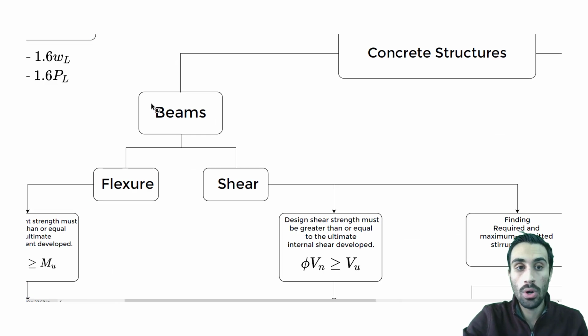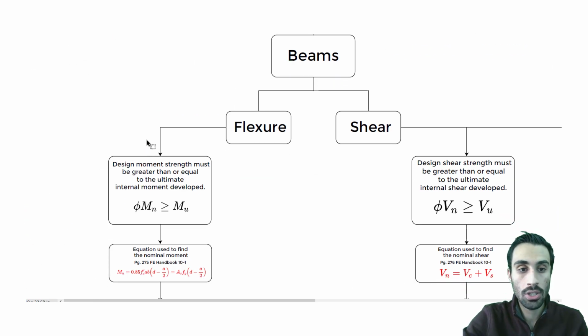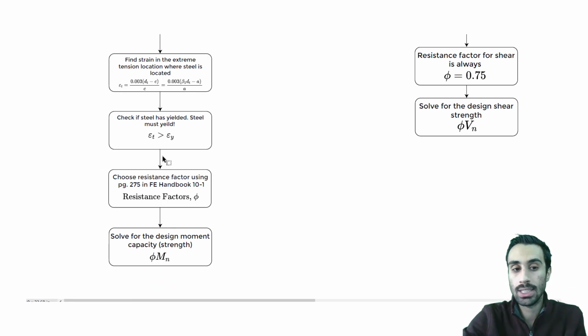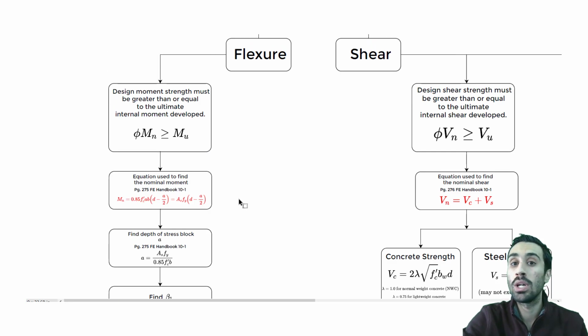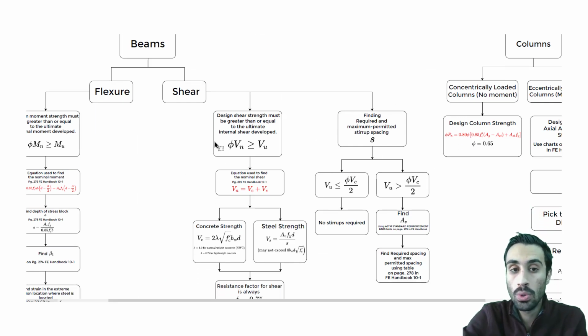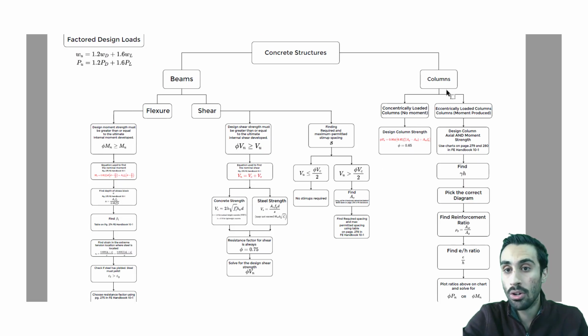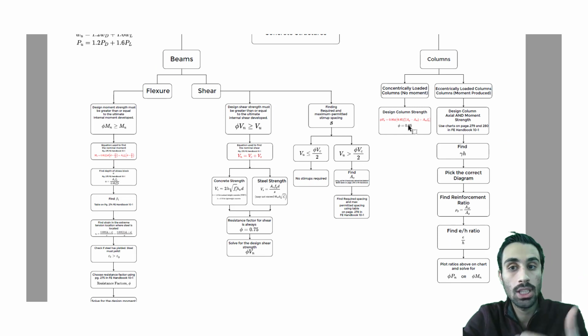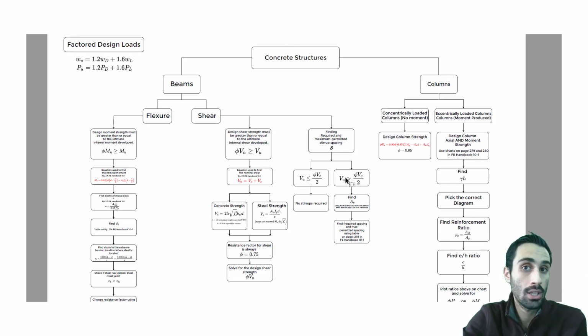So what we're going to do is go under beams, go to flexure, and go down and apply these steps. And we're going to solve for that design moment capacity. And this is what this is essentially showing us. So for shear, you have the same idea. You can find the spacing, or you can find your nominal shear capacity. And also you have the columns, same idea. You have a sequence or flow of steps you can apply.